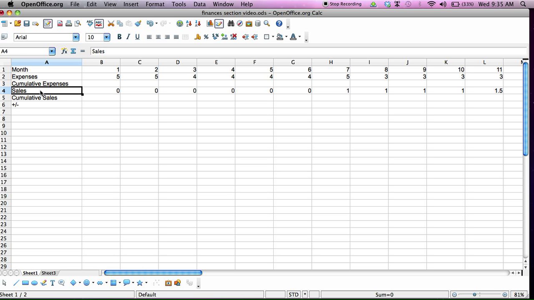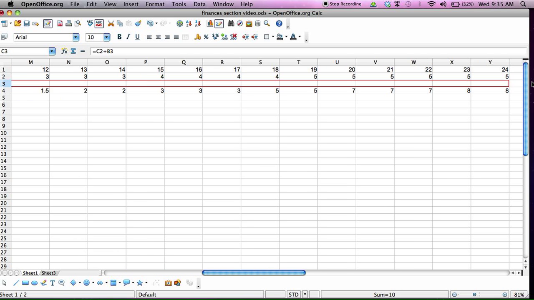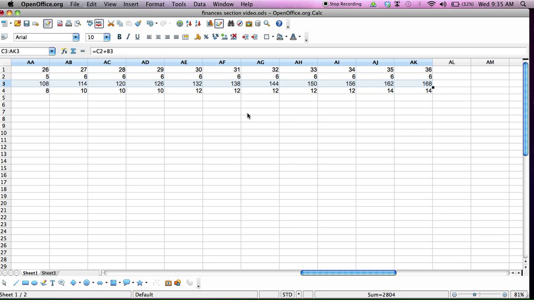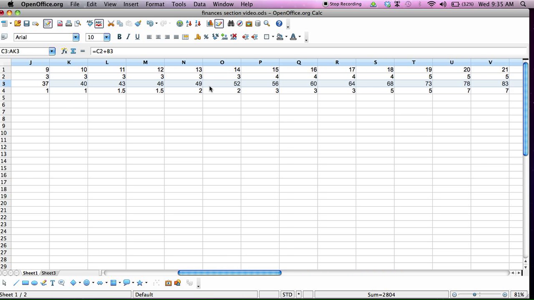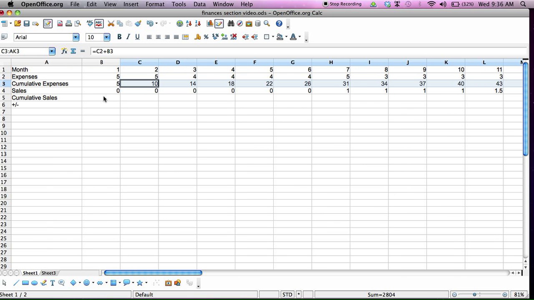And what we're going to see now is that once you have those two steps completed, 95% of your work is done for this section of the business plan. So the first thing we're going to do is complete these two rows, the cumulative expenses and cumulative sales. So let me just add in a formula, bring that over. So all we're doing here is we want to see for each month how much expenses we've accumulated to date, and we're going to do the same thing for sales.